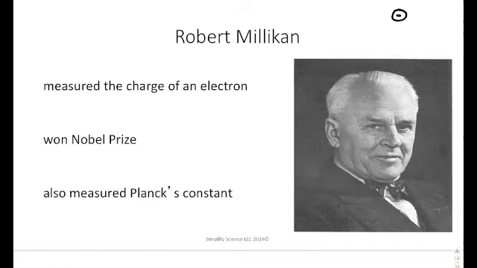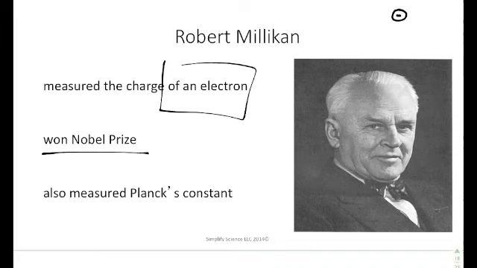Now, Robert Millikan actually used this idea of Coulomb's law and the interaction between positive and negative charges to measure the charge of an electron. This is a really interesting feat, and it's astounding that he was able to do this with the technology that he had, but he ended up winning the Nobel Prize. He was also famous for measuring Planck's constant, which we'll talk about. You should have been exposed to Planck's constant a little bit in chemistry, but we'll talk about that a little bit later.